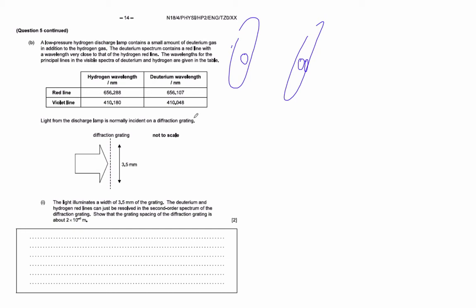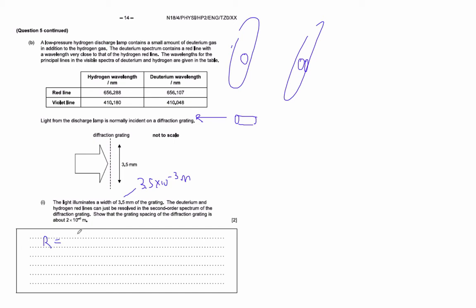Okay, so let's see. The discharge from the lamp is normally incident on a diffraction grating. By the way, we used a diffraction grating. That's what those tubes were that we put up to our eyes to look at the diffraction gratings, so we have firsthand experience on this. The light illuminates a width of 3.5 millimeters, so that's 3.5 times 10 to the minus third meters. The deuterium and hydrogen red lines can just barely be resolved in the second order spectrum of the diffraction grating. What in the heck are they talking about? It's this formula.